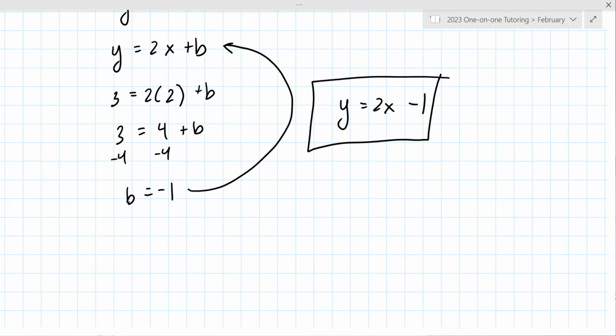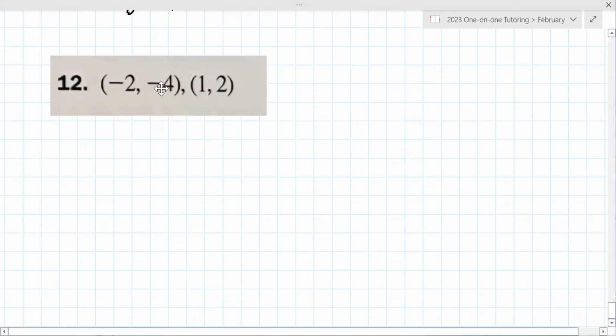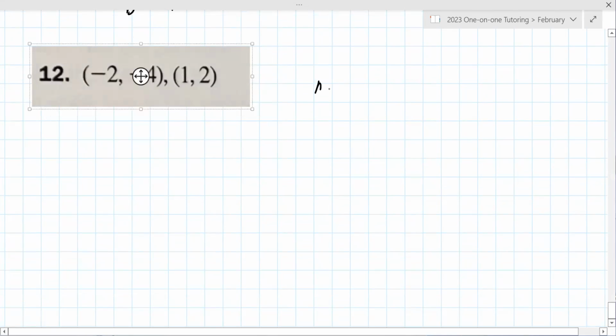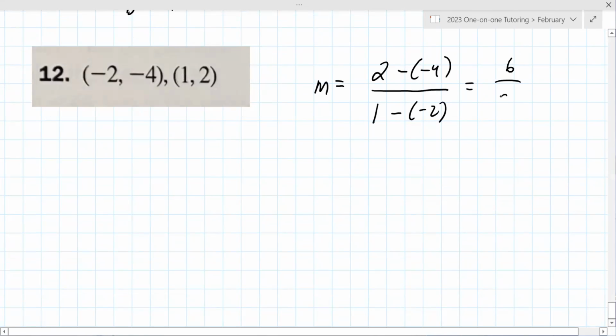So very, very similar here. Same setup. So we got to first find the slope of number 12. Probably should have mentioned this earlier. It's always good to pause the video and see if you can work it out on your own. Slope is 2 minus negative 4 over 1 minus negative 2. That's 6 over 3, which is 2 again. So we have y equals 2x plus b. That's the mx plus b again.